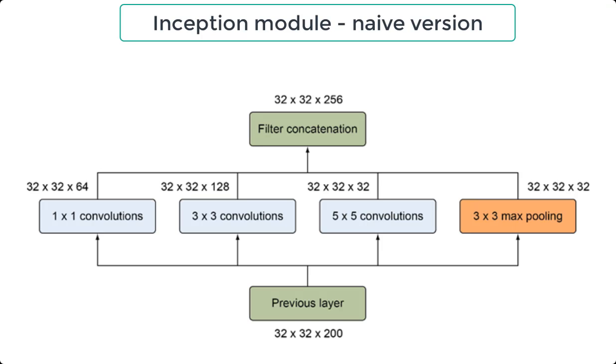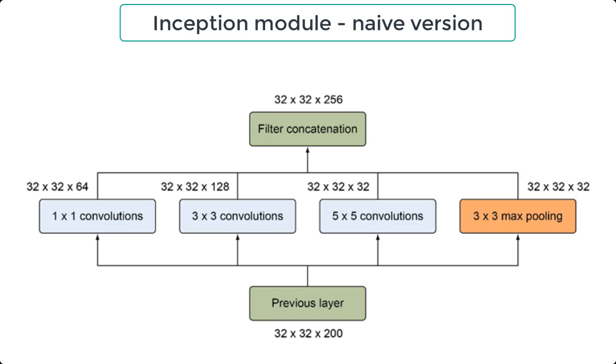Let's follow this figure. Suppose we have an input volume from the previous layer of size 32 by 32 by 200. We then feed this input to 4 convolutions simultaneously. The first one is 1 by 1 convolution with a depth of 64 and same padding. The output of this kernel is 32 by 32 by 64. The second one is 3 by 3 convolution with a depth of 128 and same padding. The output of this kernel is 32 by 32 by 128.